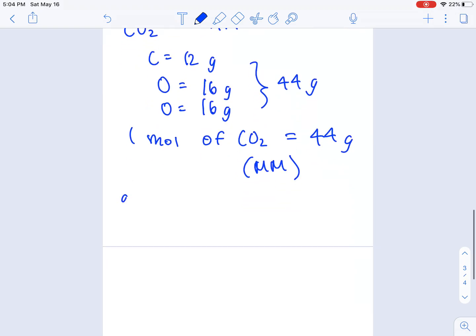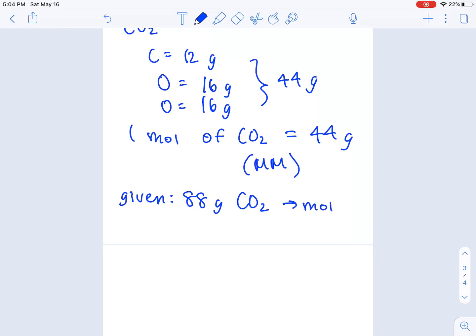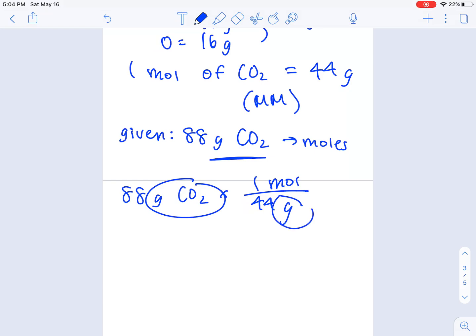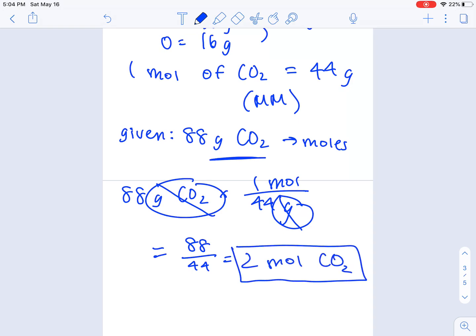So let's say a given number that you're given. Let's say it's 88 grams of CO2, and they want you to convert that into moles. Easy. The given always comes first, and it's in grams, so you know the bottom also has to be in grams. So molar mass on the bottom: 44 grams, 1 mole. And grams to grams has to cancel out. Cancel, cancel. You're left with 88 over 44 equals 2 moles CO2. That is your final answer.